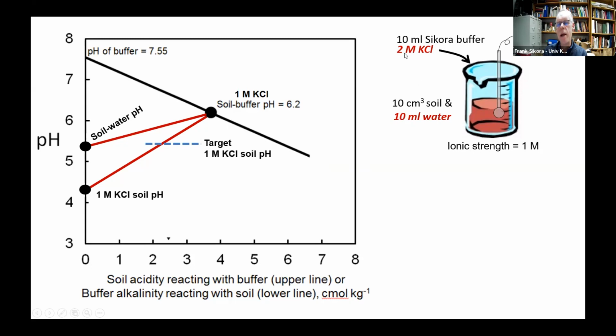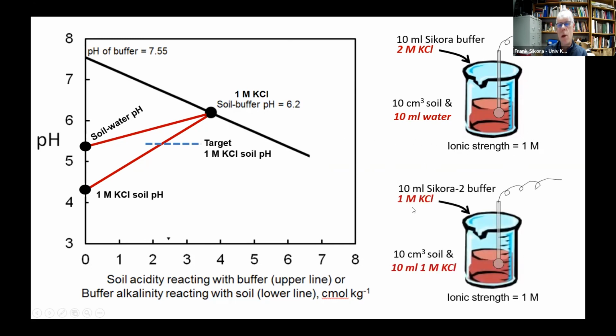So when you're adding 10 mils of 2 molar potassium chloride solution to 10 mils of water, the final ionic strength of that solution is 1 molar. Well, if we're going to start off with a 1 molar potassium chloride soil pH as the initial pH, the concentration of potassium chloride had to be reduced in the buffer. So that's what the Sikora 2 buffer is.